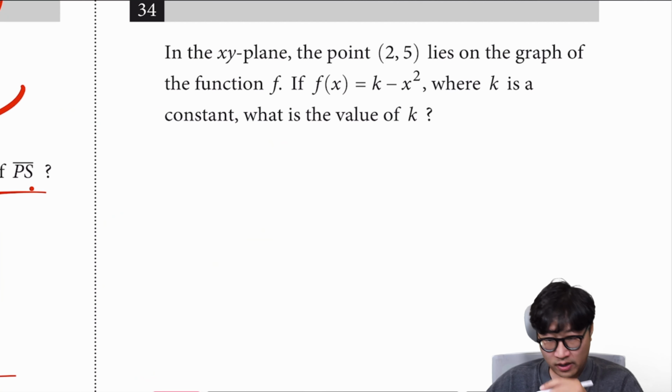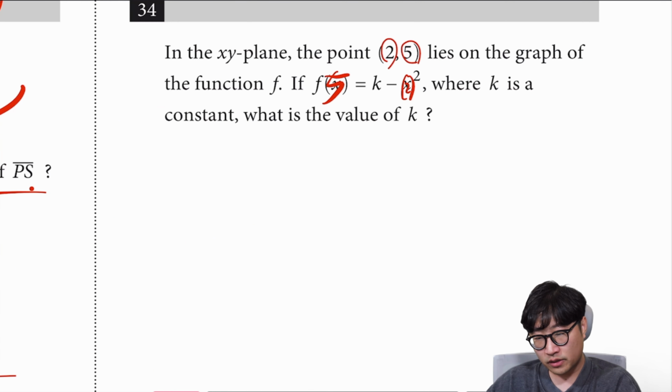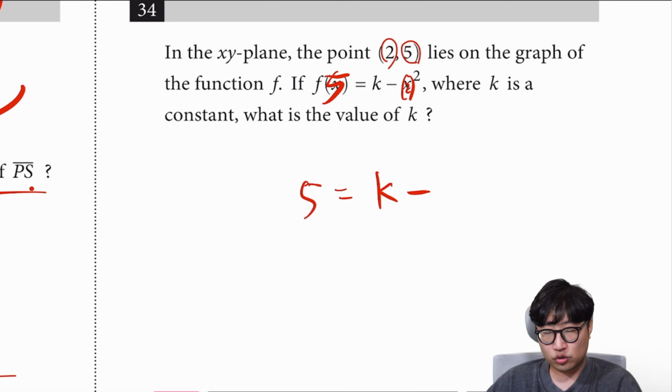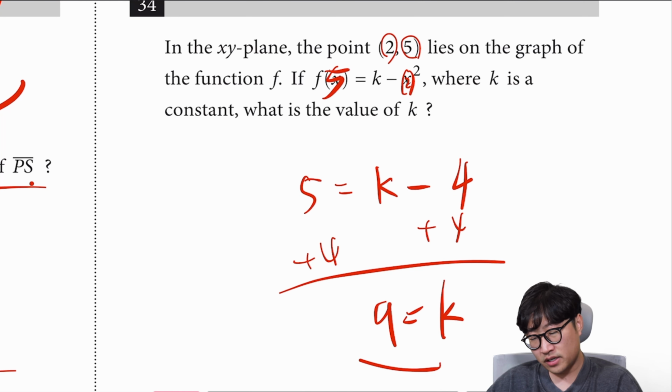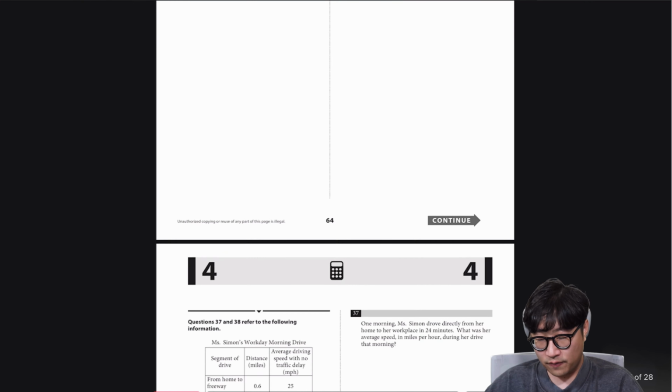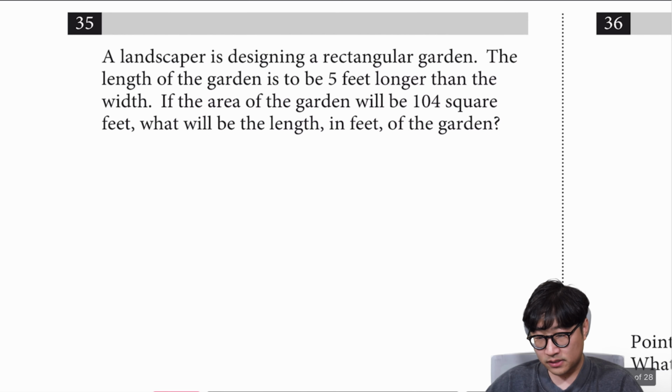Number 34, in the xy plane, (2, 5) lies on the graph of that function. What is the value of K? Just plug that in. 2 is the x, so put that right there. 5 is the y, put that right there. So 5 is equal to K minus 2 squared, which is 4. So just add 4 on both sides, and there you have it. K is equal to 9. So easy.